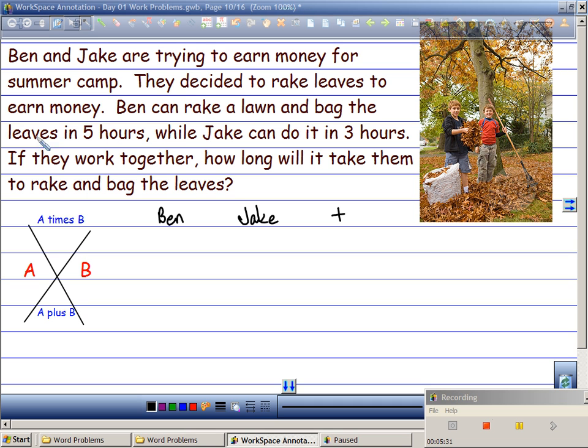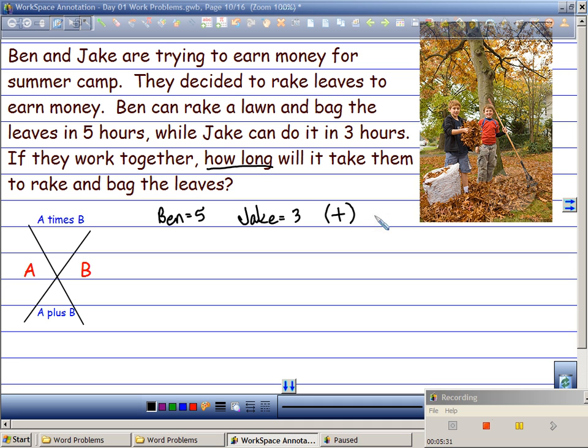Ben can rake a lawn and bag the leaves in 5 hours. Ben equals 5 hours. While Jake can do it in 3 hours. Jake can do it in 3 hours. If they work together, how long will it take them to rake the leaves together? So what do you think I'm going to put for how long to do it together?